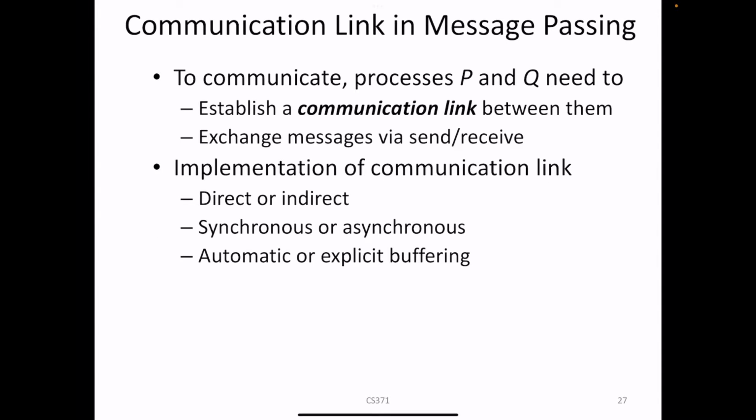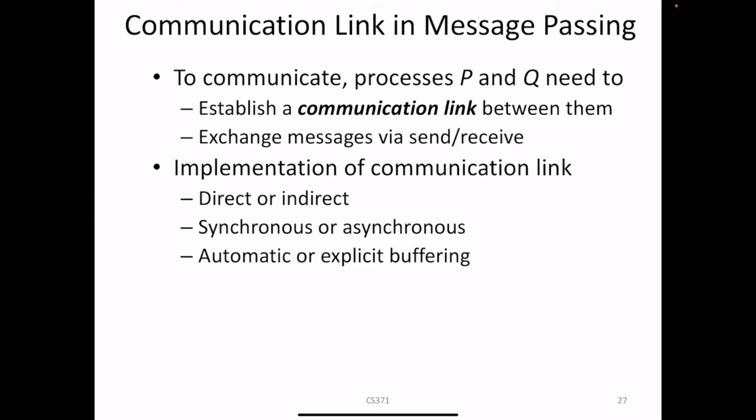In the message passing approach, when processes P and Q want to communicate with each other, they need to establish a communication link between them. When the communication link has been established, they can communicate with each other over the communication link and exchange messages through the send and receive operations.